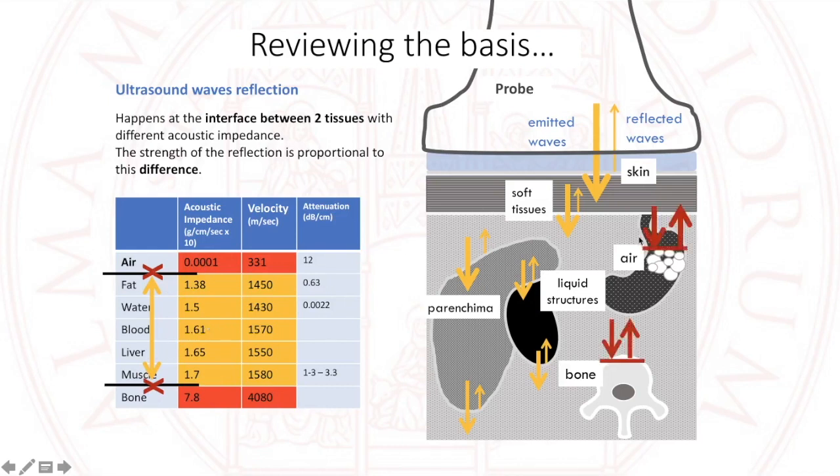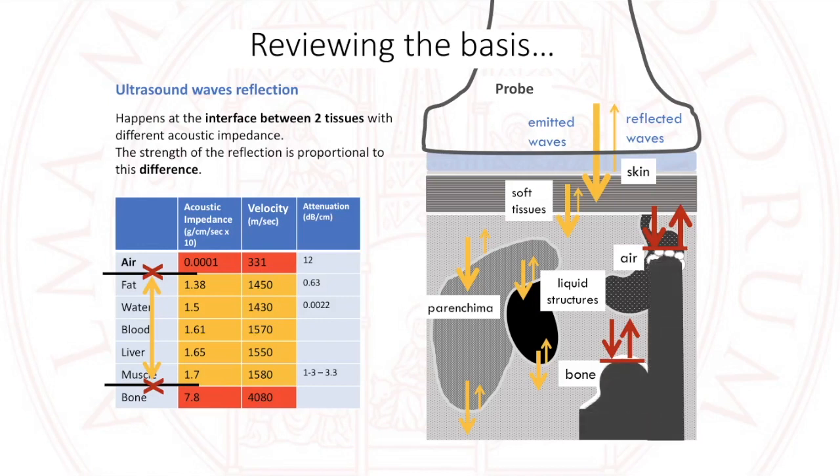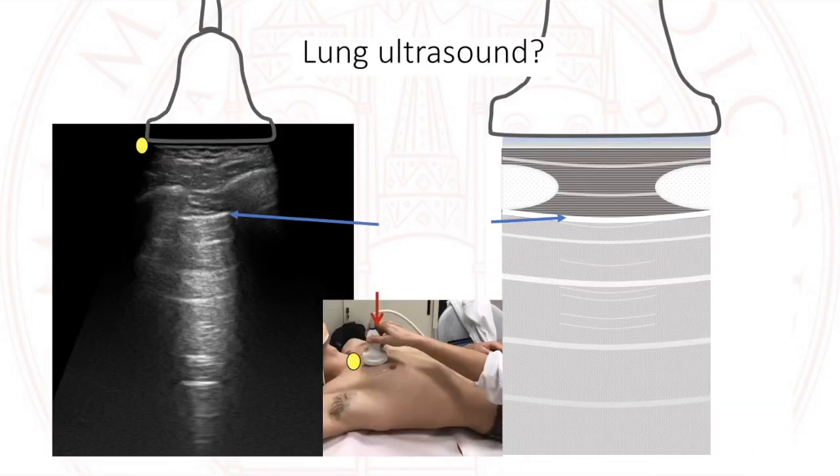Since the amount of sound waves that are reflected back to the probe depends on the difference in acoustic impedance at the interface between the two media, we cannot see what's behind, because all the sound waves are reflected back by these tissues and materials. So what we have is basically a thin hyperechoic layer with acoustic shadowing behind it. So how is it even possible to assess lungs since they are so filled with air?